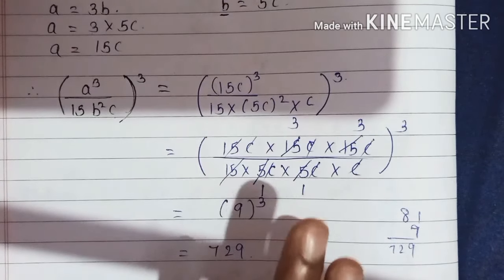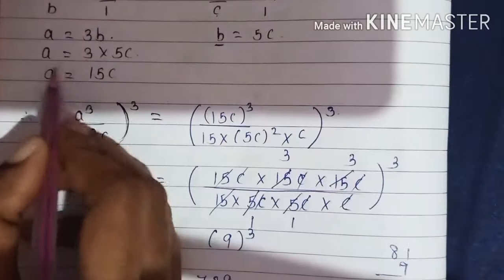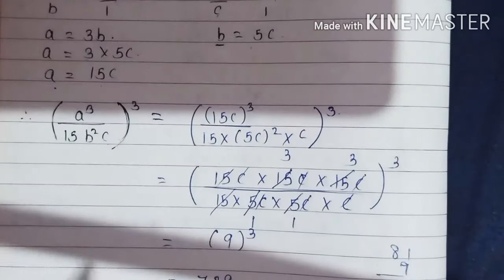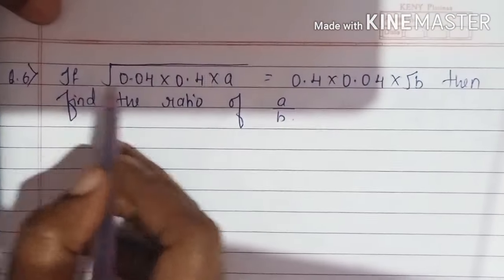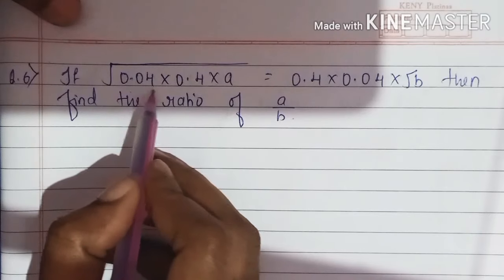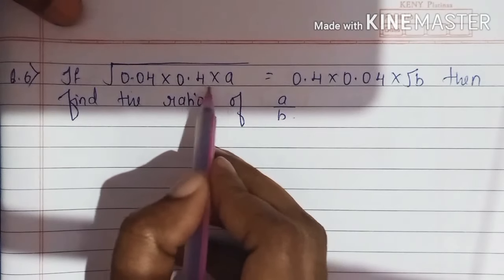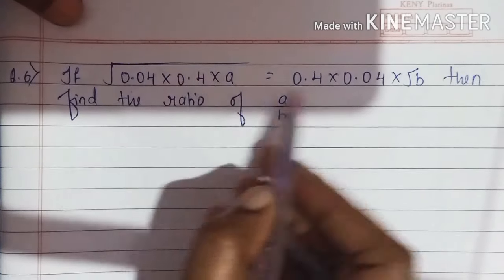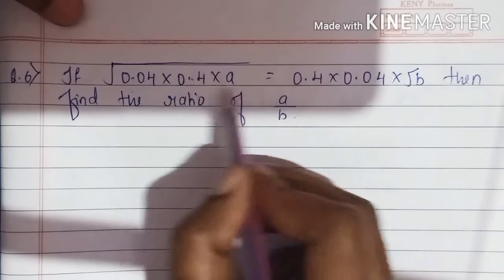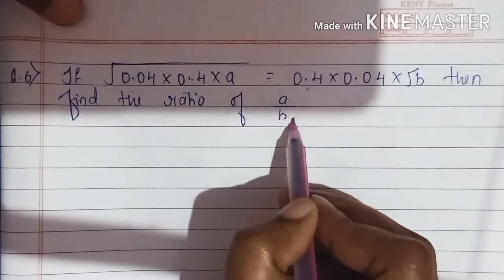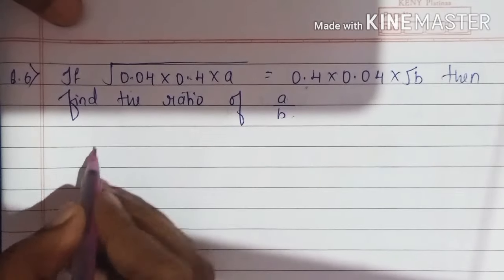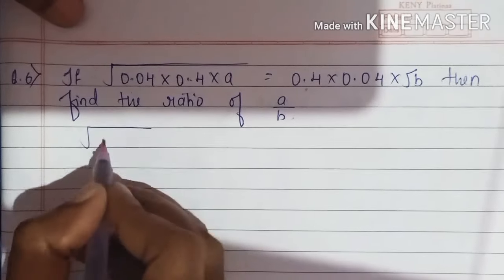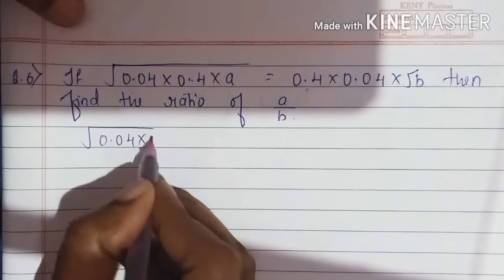Same way you can find out the second one by putting the values of A and B in the given equation. So let us see the next question, number 6. Here we have, if the square root of 0.04 multiplied by 0.4 multiplied by A, we have to find out the ratio of A upon B. So what is given in the question, first we will copy that.